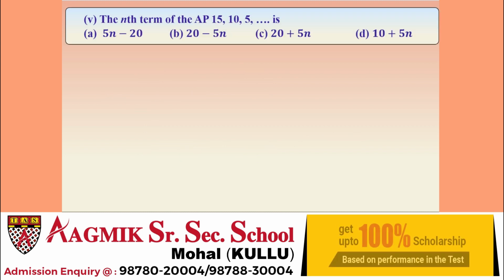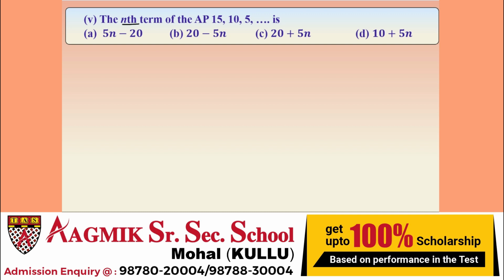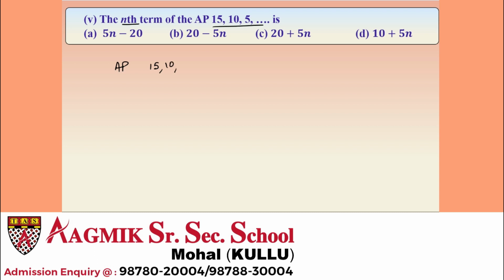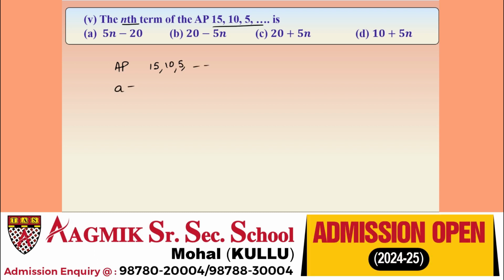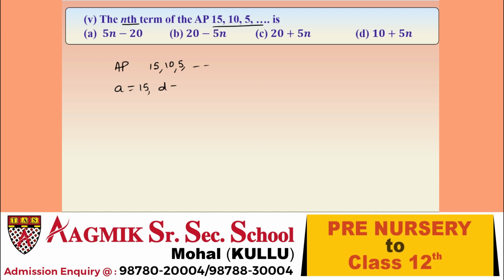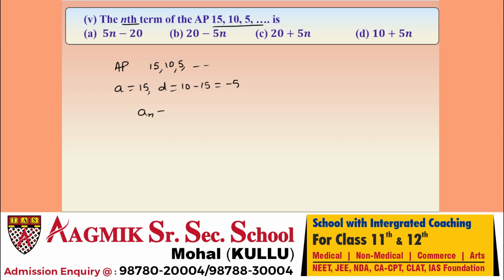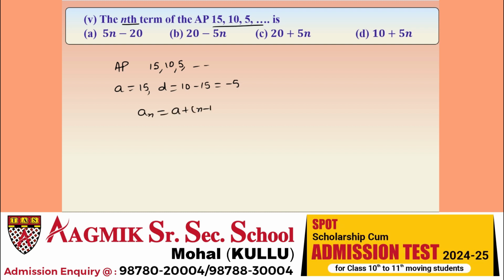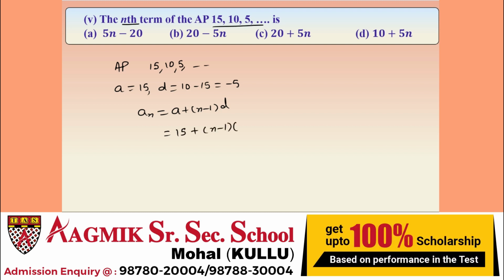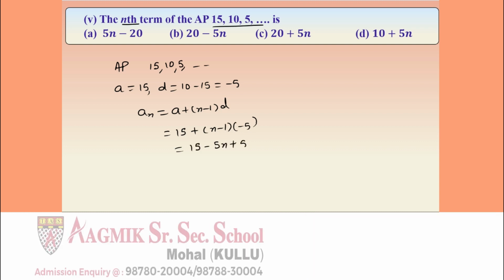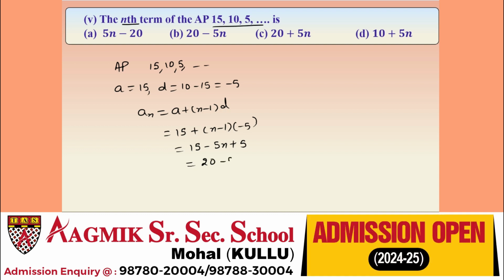Next, moving on, question number 1 part 5. We have to tell nth term of this AP. So we have this AP 15, 10, 5 and so on. You can see the first term A is 15. Common difference is 10 minus 15, which is equal to minus 5. Now the formula for nth term is A plus n minus 1 into D, which is equal to 15 plus n minus 1 multiplied by minus 5. That is 15 minus 5n plus 5. So the nth term is given by 20 minus 5n, which is B option.